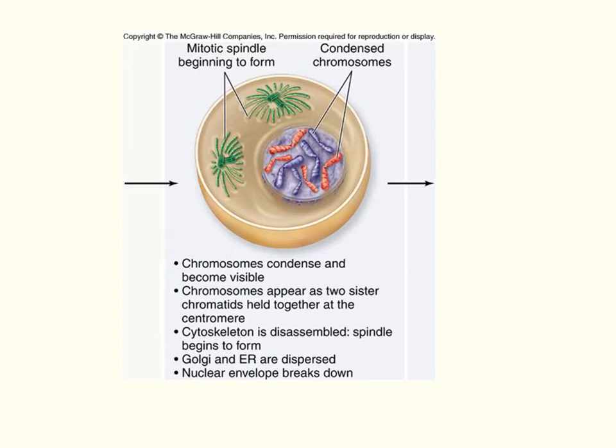And a structure known as the spindle will begin to be assembled. Now the spindle is formed from the centrioles, and they will begin to migrate to opposite poles. So opposite ends of the cell are referred to as poles, just like you have a north pole and a south pole on our planet. So the centrioles are going to move to opposite poles, and while they're moving, microtubules begin to form and spread out from those centrioles to begin the formation of the structure called the spindle.